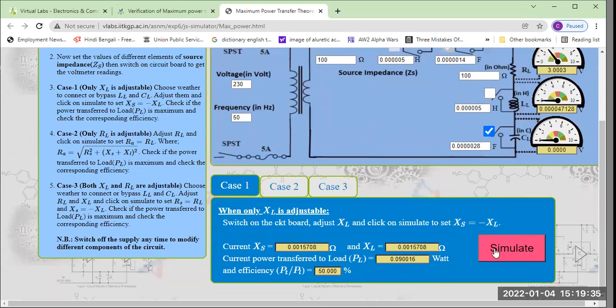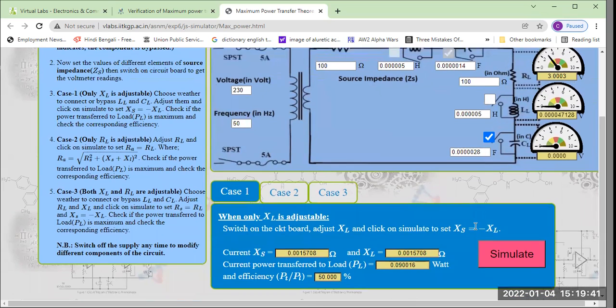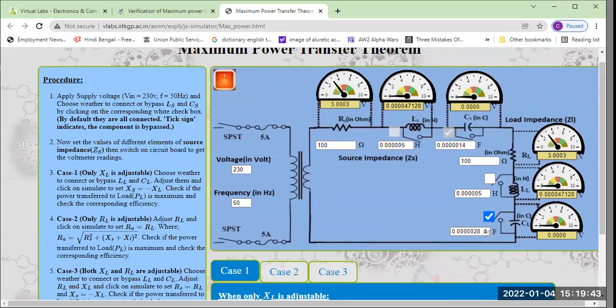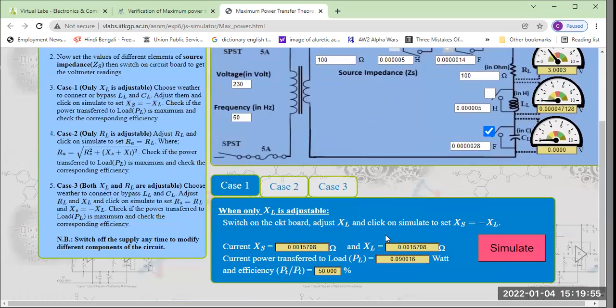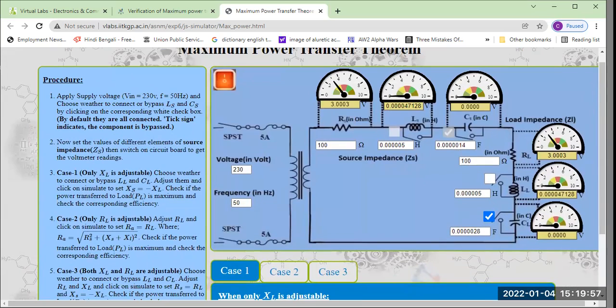Look, if we simulate it, you can see the wattage is not changing, though we are changing this capacitor value. In this load capacitor, that is 0.00028. In this source capacitor, that is 0.00014. So not changing. Okay. Now we are applying this for both L and C.